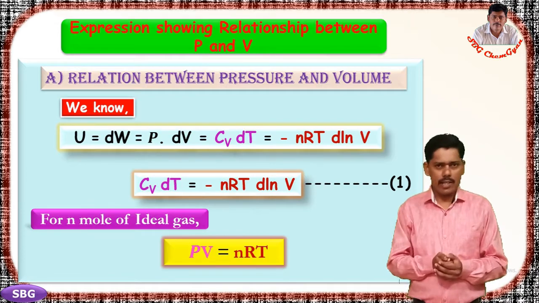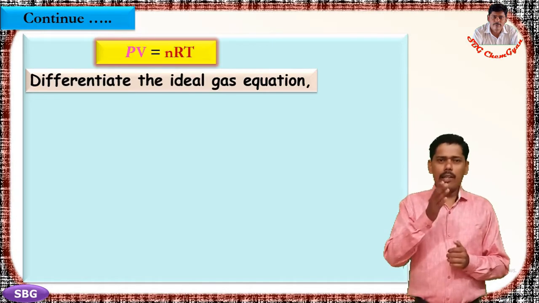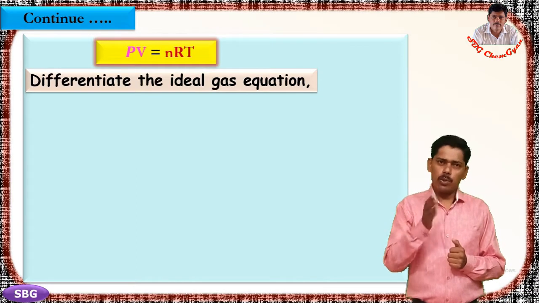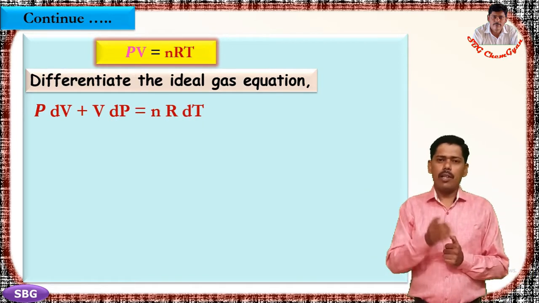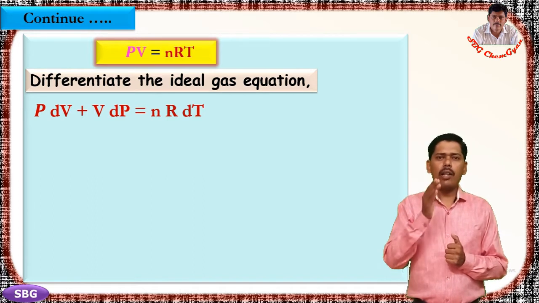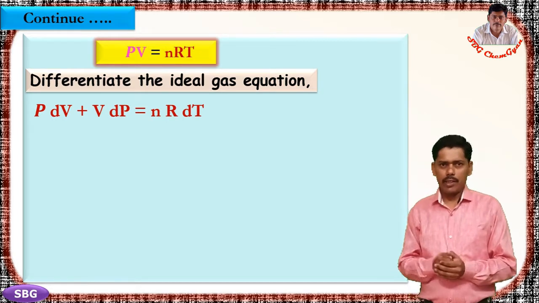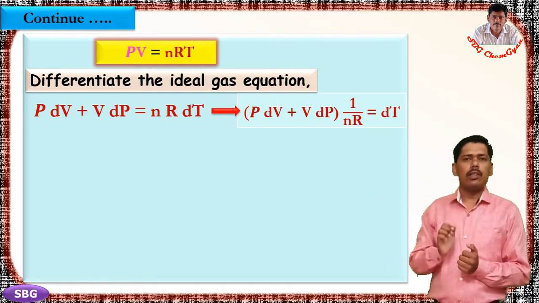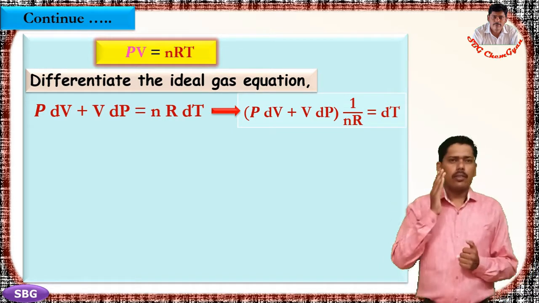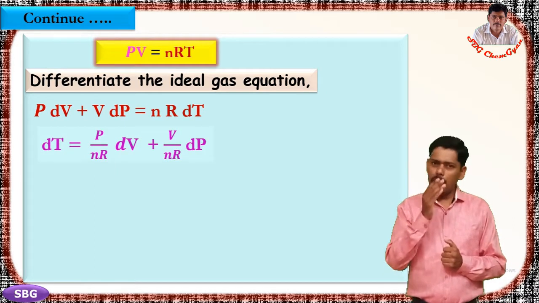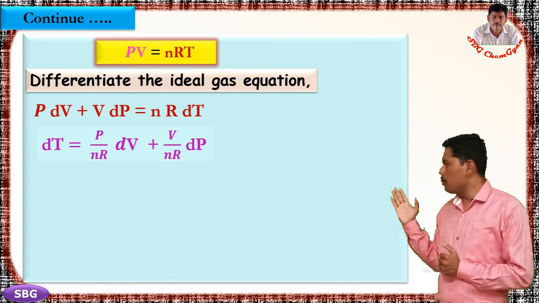For n moles of ideal gas, the equation is PV is equal to nRT. Differentiate the ideal gas equation, that is PV is equal to nRT, then we get P dV plus V dP is equal to nR dT. After rearranging this equation, nR moves to the left hand side and comes to the denominator of P dV plus V dP, then we get dT is equal to P divided by nR into dV plus V divided by nR into dP.